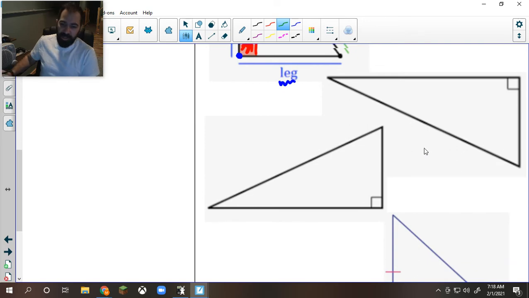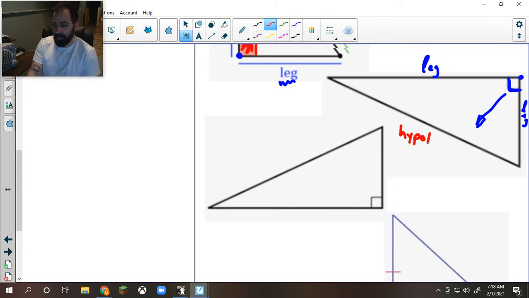Well, let's look at a couple of these triangles and label what they might be. Notice how we said that the two legs touch each other, so this would be a leg. This would also be a leg, and they create the right angle. And then across from the right angle, just like we said, is the hypotenuse. The long word. Okay, we got the leg, and the hypotenuse.